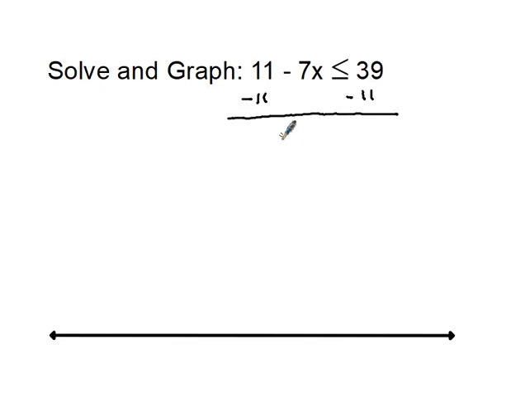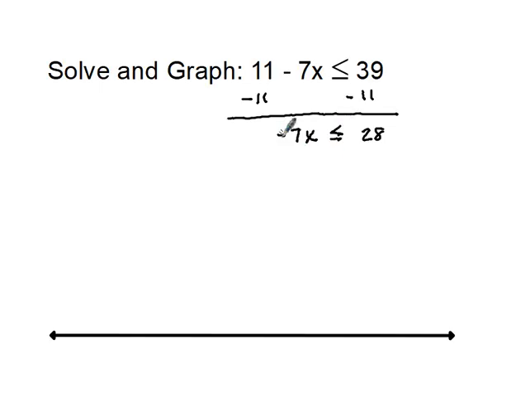When I do so, I'm left with a -7x on the left side. Don't lose track of that sign. That sign is still there with that 7x. And over here, I believe I come up with a 28. And then I just bring down the sign that I have.